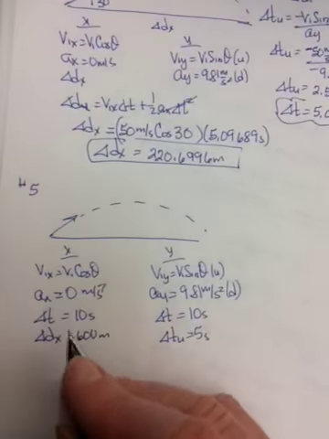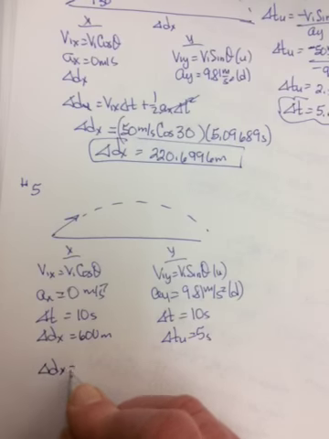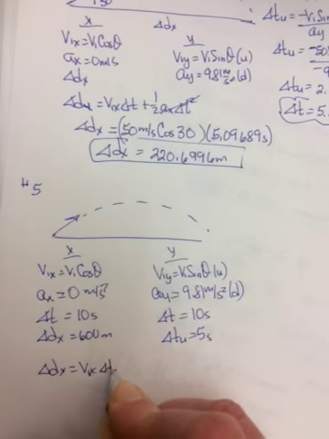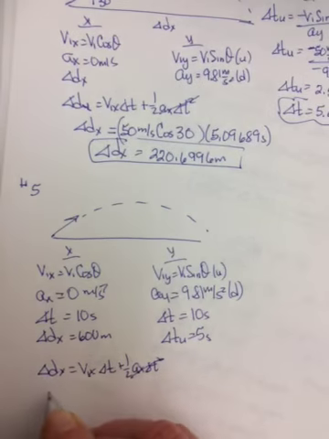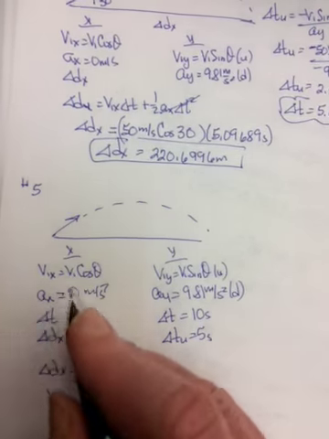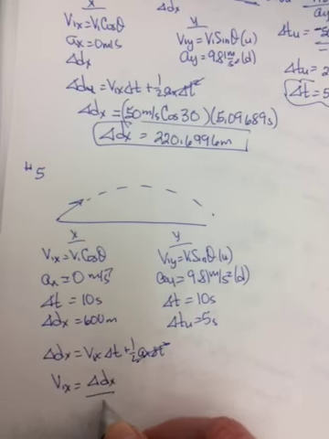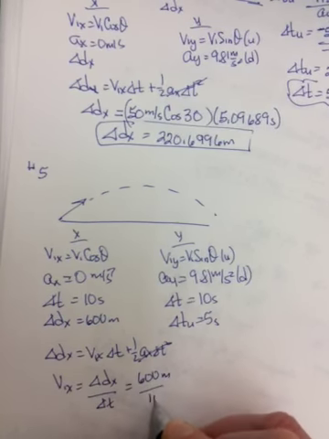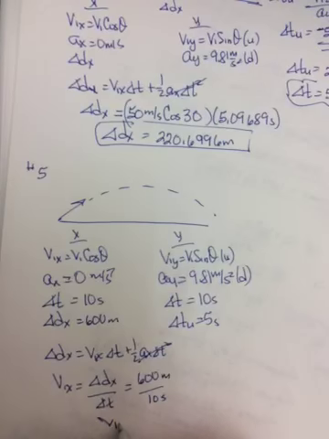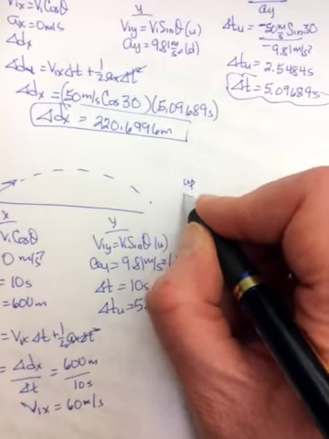So we can find the VIX, right? So we know delta dx is equal to VIX delta t plus 1/2 AX delta t squared, and this is going to 0. So don't break your VIX down into VI cos theta, just leave it as VIX, delta dx over delta t, so 600 meters over 10 seconds, and so your VIX is 60 meters per second. And then we can get our VIY using our time up.